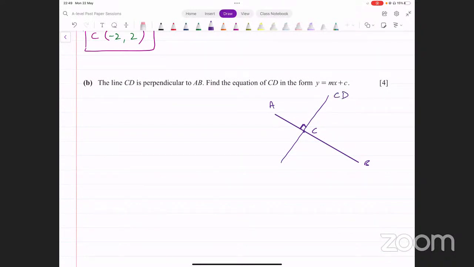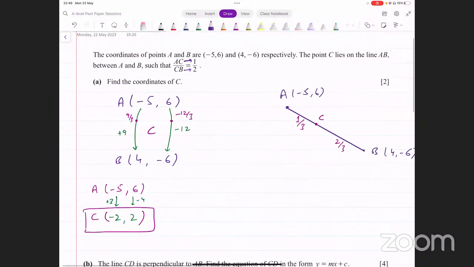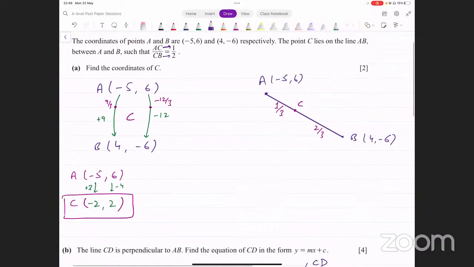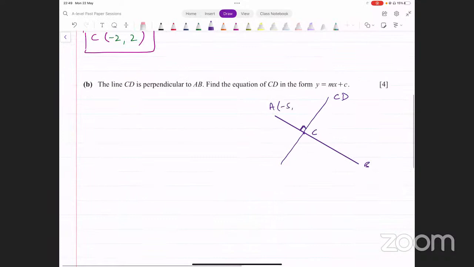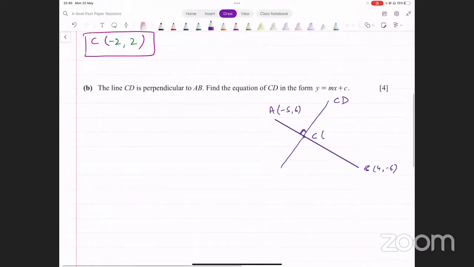ओके, A के कोऑर्डिनेट्स पता है हमें? A के कोऑर्डिनेट्स क्या है? -5, 6. B is 4, -6 and C is -2 and 2. We just found that. Let's find the gradient of AB first of all. Gradient of AB, what's that? 6 minus -6, that's 6 + 6 divided by -5 - 4, and that is going to give us -12/9, right? And that is -4/3.